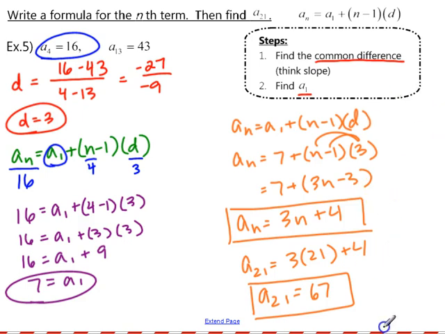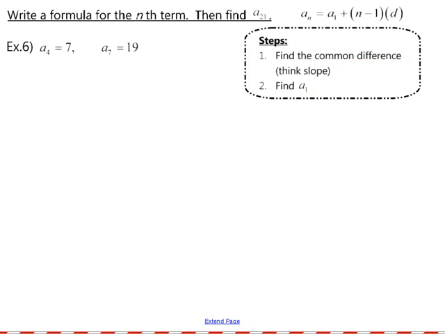So this part is the same as we did in example 3 and 4. It's just finding the information for the common difference and first term takes a little bit more work. Now I want you guys to pause, try example 6, just like we did example 5, and check back with me when you're finished.